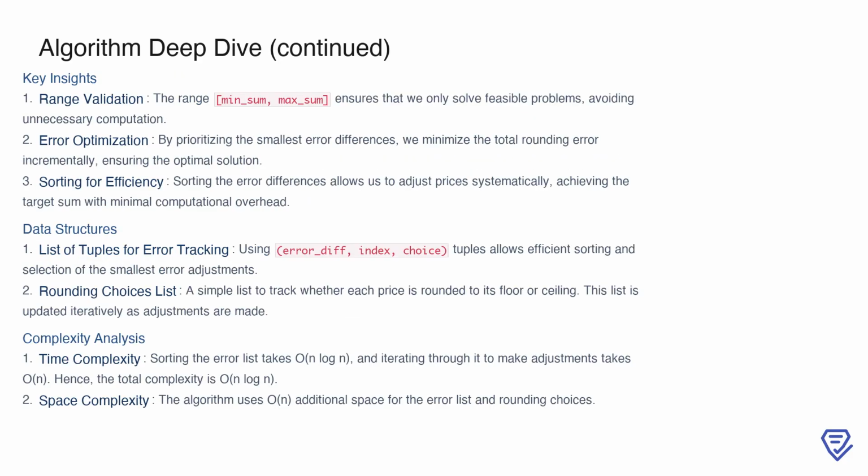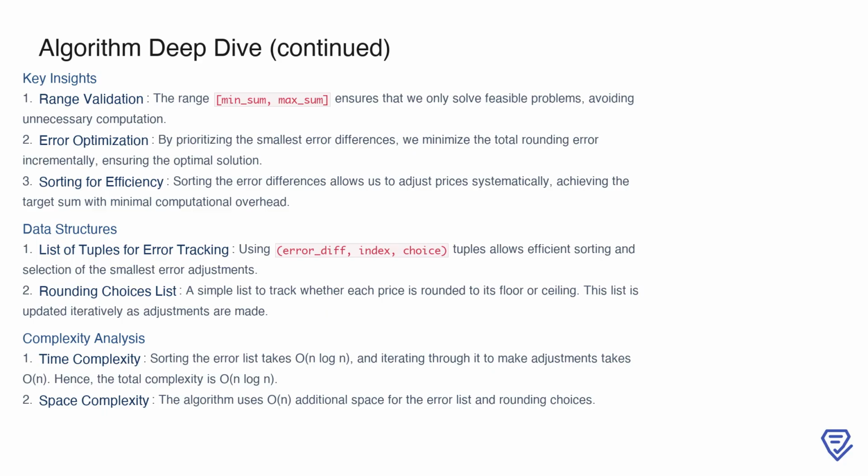The core insights of this algorithm lie in its systematic approach to solving the problem. By validating that the target lies within the range of possible sums, we avoid unnecessary computation and ensure that the problem is solvable. The prioritization of the smallest error differences allows us to incrementally minimize the total rounding error, making the solution optimal. Sorting the error differences ensures that we adjust prices efficiently, focusing on the most impactful changes first. From a data structure perspective, the use of tuples to track error differences, indices, and rounding choices is central to the algorithm's efficiency. Additionally, the rounding_choices list provides a straightforward way to manage and update the rounding decisions.